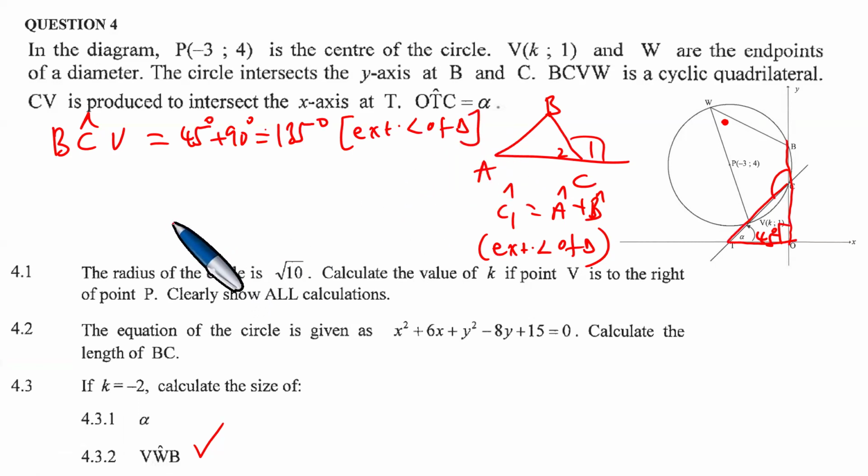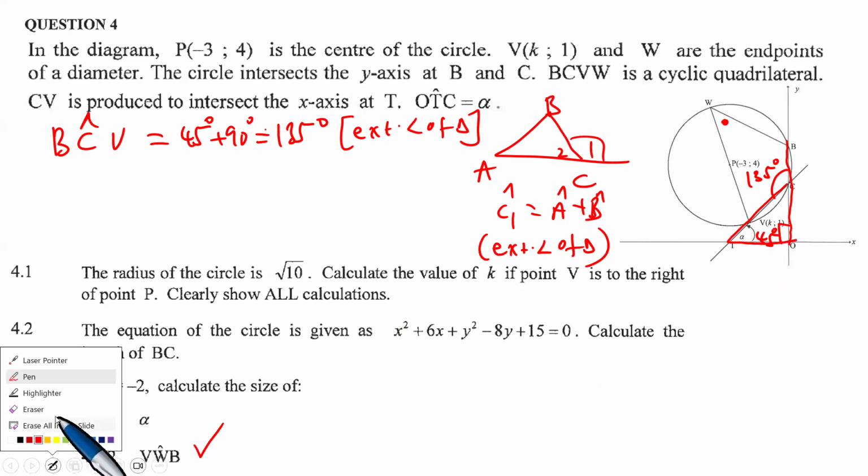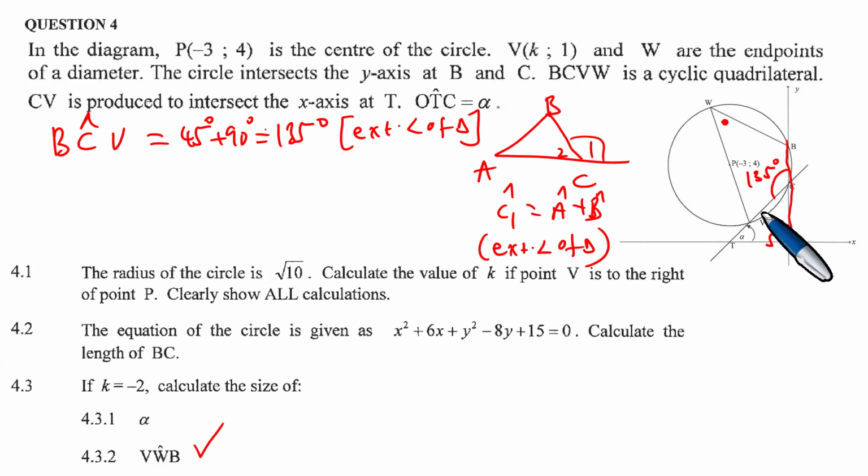So now, if this one is 135 degrees, what is then the size of the angle that is wanted? What is the size of the angle that the examiner wants? The examiner wants the size of the other angle. They want VWB. Let us check VWB. So if you check VWB, what is the size of that angle there?